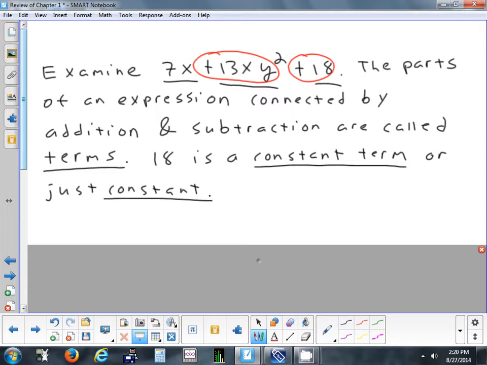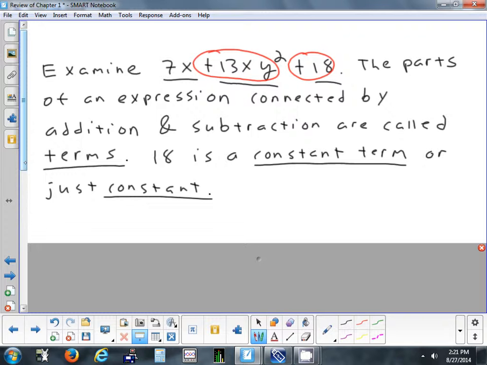Now what about this 7x? What is that? Positive or negative? Positive. Positive, right? Why? There is no negative sign in front. It's just like, why is $1 a dollar? It's just a dollar. Why is today Wednesday? It's just Wednesday. You don't have to explain it, just because it is. That's the way it is. So if there's no sign in front of it, let's assume it's positive.